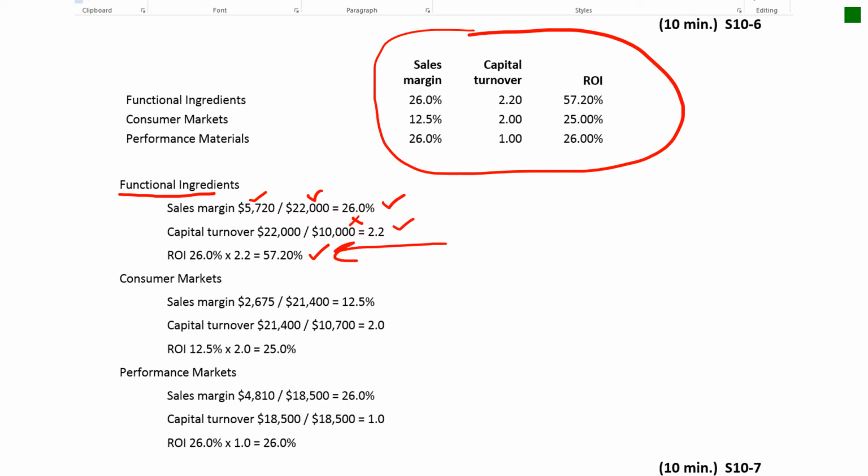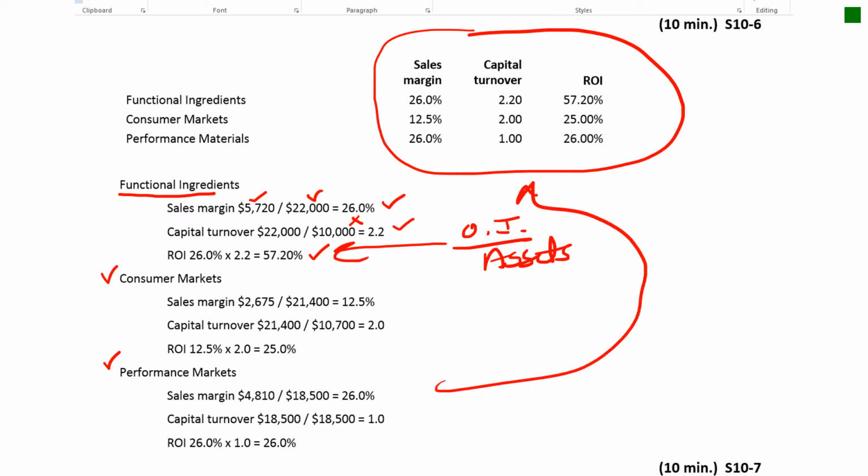Or alternatively, you could also just take your operating income and divide that by your assets. You'll note that that would give you the same answer. You do the same thing for consumer and performance. You just have to plug the numbers into your equation, and all the results are up here. So remember the shortcut, or you could say the expanded formula, as they like to call it, for ROI is to take sales margin and multiply that by your capital turnover, and that equals your ROI.